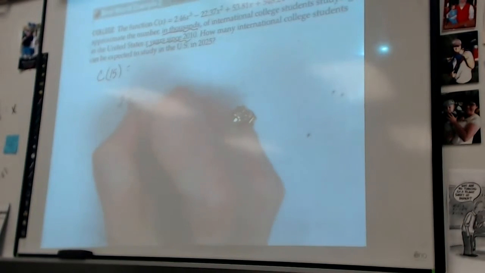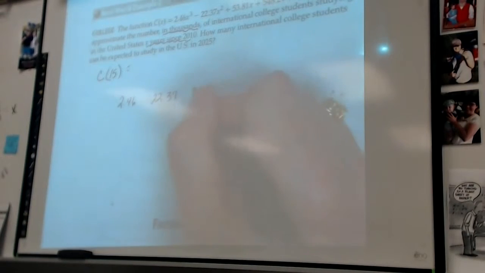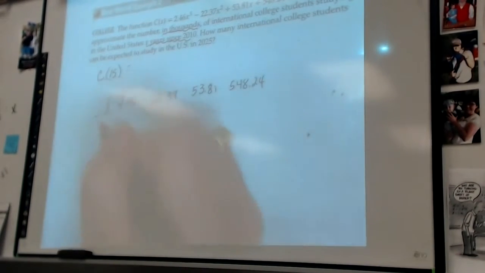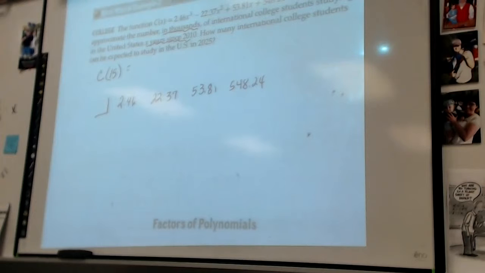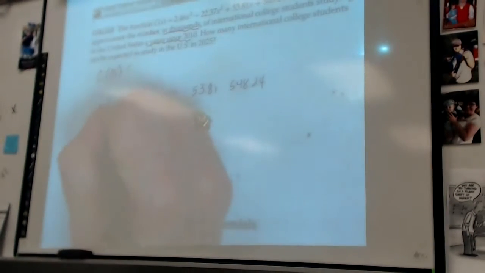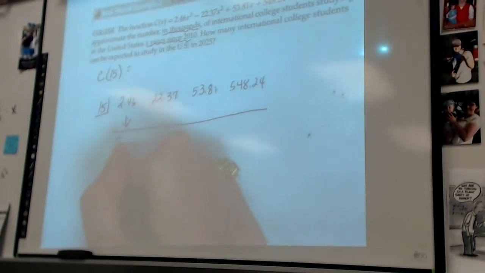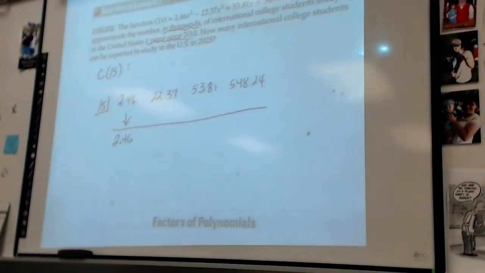So do we have any terms missing? No. So 2.46, -22.37, 53.81, and we are going to need a calculator, 548.24. And then what's going to go right there? This number that we're going to be multiplying by each time. Huh? 15. Bring down the first number. All right, somebody, 2.46 times 15.